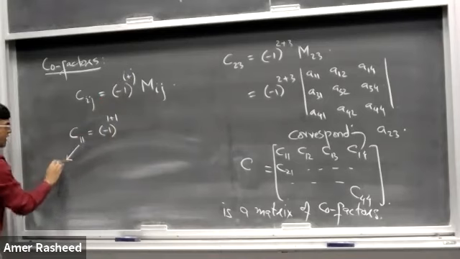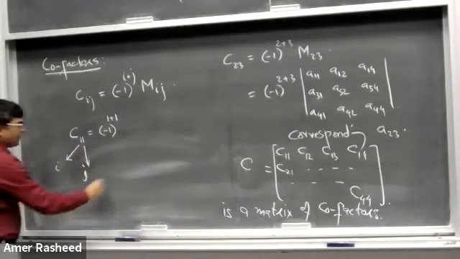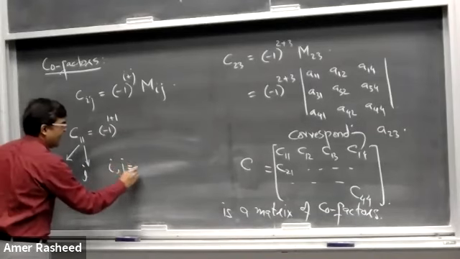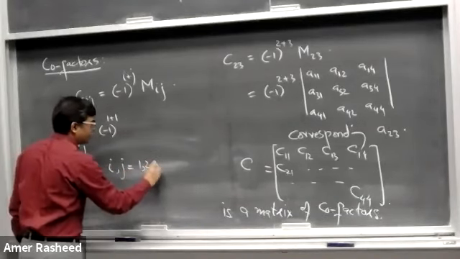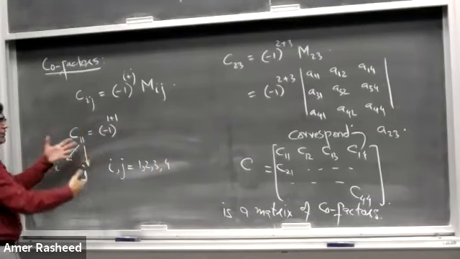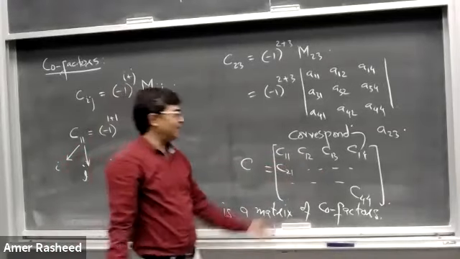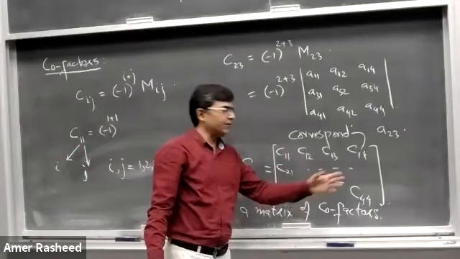So this is your i and this is your j, okay? Now, because i and j have indices from 1, 2, 3, and 4, by varying all the values of i and j, how many cofactors can you find? 16 cofactors, C11, C12, and so on.